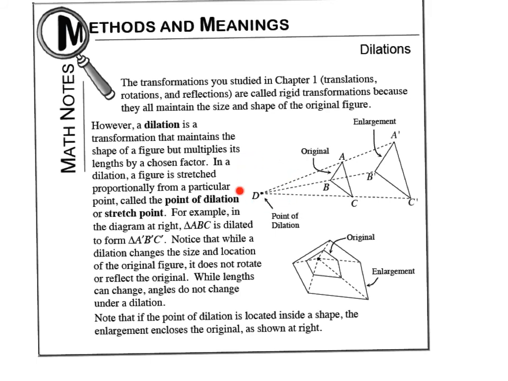And so what we did is we had this point of dilation, and in our problem that we did, that was the origin. We took a figure and multiplied each of the vertices by whatever the enlargement or zoom factor was. And so remember, this is called the original figure, and this is the enlarged figure, or the image of it. And so we pronounce this A prime, B prime, and C prime. The last little bit to notice here is that while the dilation changes the size and the location of the original figure, it does not rotate or reflect the original. While the lengths can change, angles do not change under a dilation. The angle of angle A up here is the same as this angle right up here. These shapes are similar, meaning that they have the exact same shape, but their size is different. So hopefully that went well for you, and look forward to talking to all of you soon.